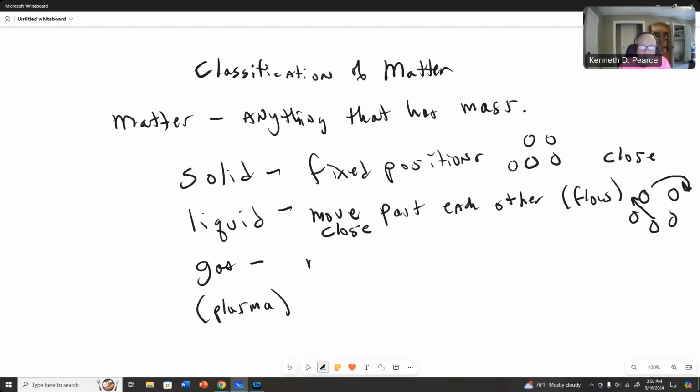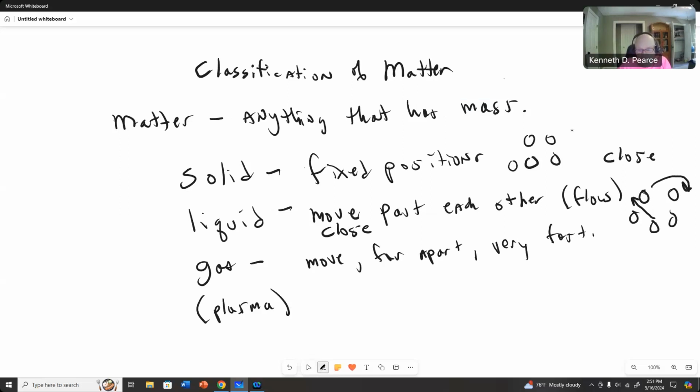Gases, on the other hand, can move, but they are far apart and very fast. With solids and liquids, they're close together. Solids can't move around. Liquids do move, but they stay close to each other and they flow around each other. And gases are moving quickly, randomly, far apart and very fast. Okay, so that's your classification.